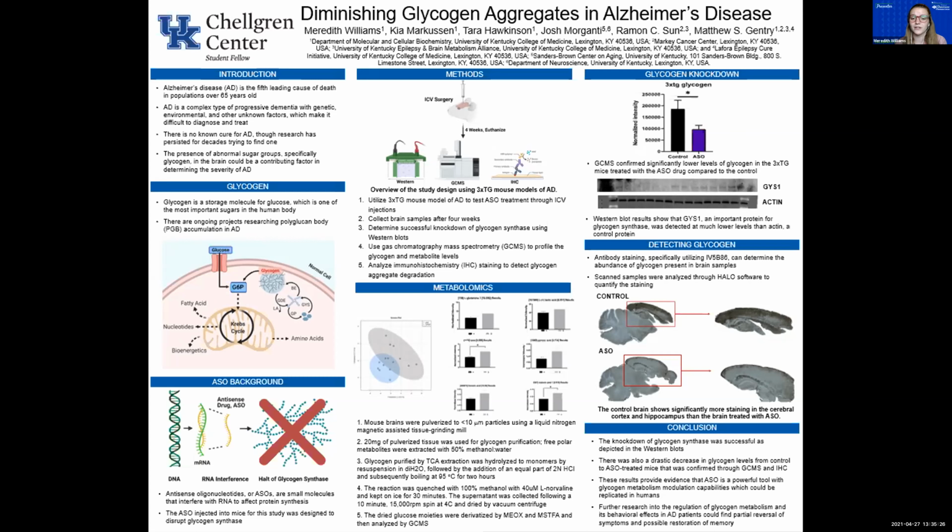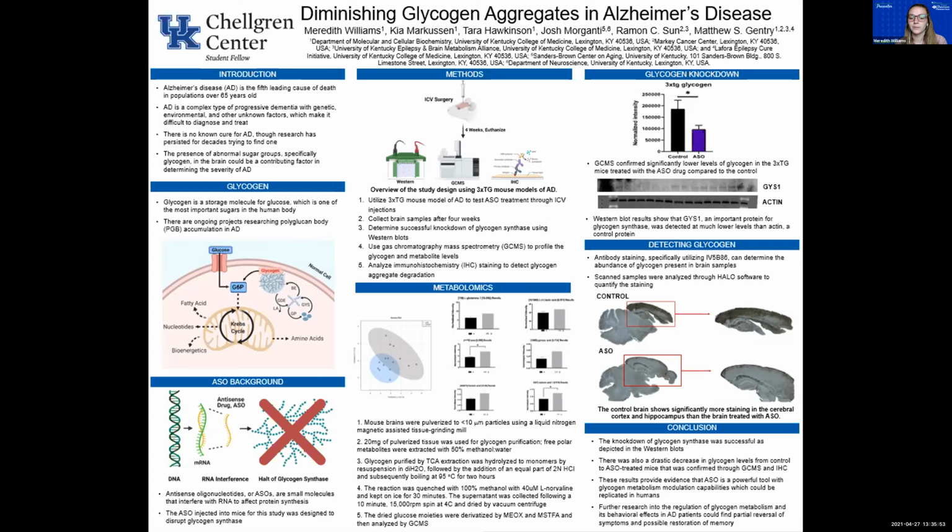The tests that we decided to use focused on if there was knockdown of the glycogen synthase, looking at the levels of glycogen and other metabolites overall, and detecting where that glycogen was accumulated in the brain. And all this was done using Western blots, gas chromatography, mass spectrometry, or GCMS, because that's a little bit easier to say, and immunohistochemistry staining.